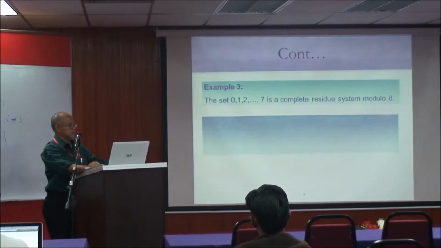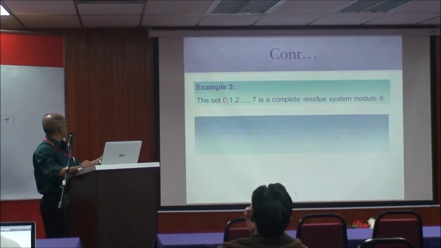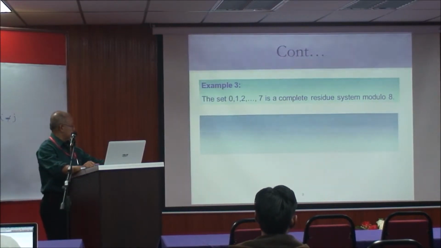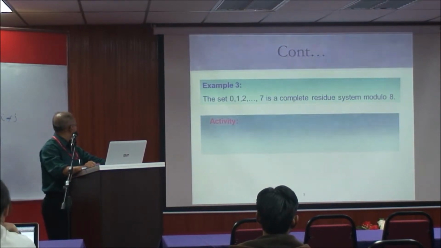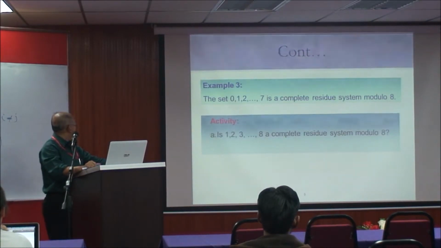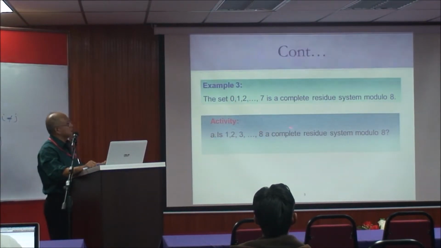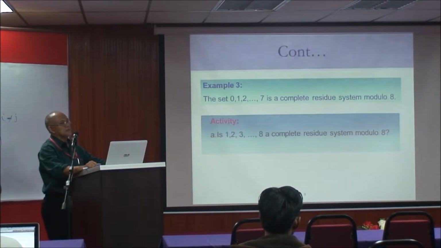So for modulo 8, a possible complete residue system is 0, 1, 2 up until 7, right? Based on the definition. So what about this set of numbers? Are they a complete residue system modulo 8? We have 1, 2, 3, 4, 5, 6, 7, 8. So basically the difference between this set of integers and that set of integers is that we replace 0 by 8, right? So instead of 0 we have 8 here.